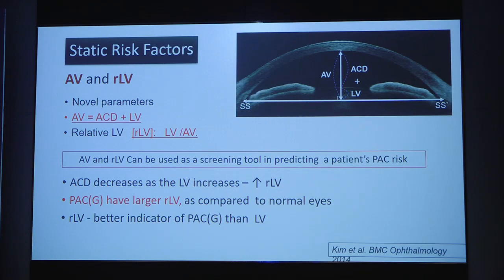So relative LV is calculated, which is lens vault upon the anterior vault, and this is again a good tool for prediction of a patient's risk of primary angle closure, and used as a screening tool. So as the ACD decreases, the lens vault increases, and patients with larger RLVs have PACG more commonly as compared to the normal, and it is a better indicator of PACG than lens vault.